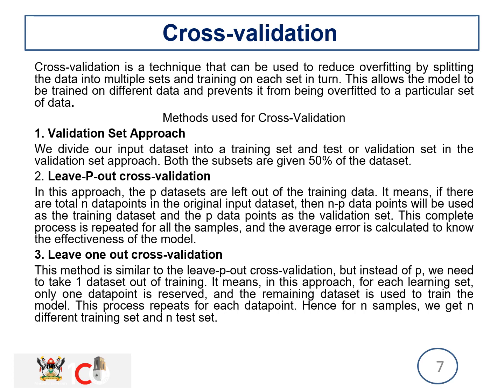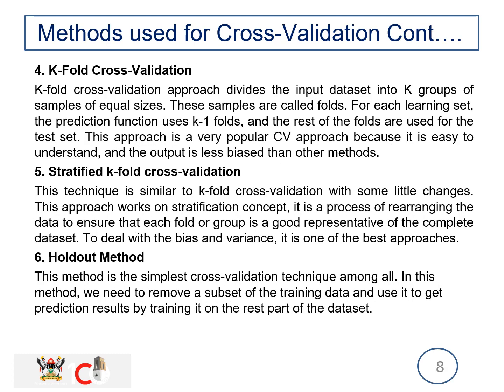The third one is leave-one-out cross validation. This method is similar to leave-P-out cross validation, but instead of P, we take one data point out of training. It means in this approach, for each learning set, only one data point is reserved, and the remaining data set is used to train the model. This process repeats for each data point. Hence, for n samples, we get n different training sets and n test sets.